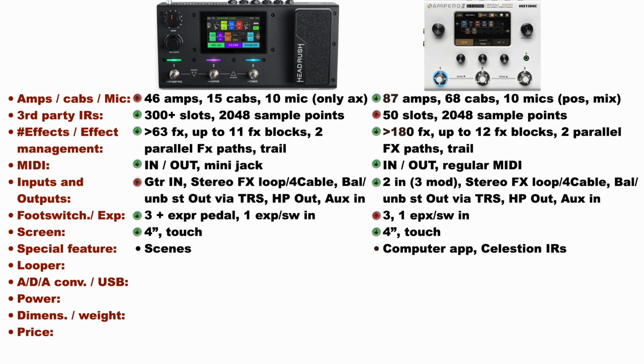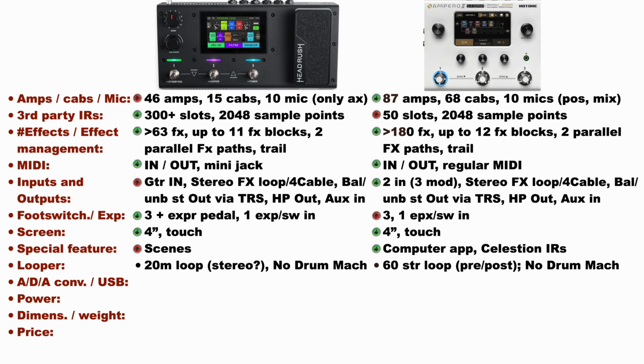Furthermore, the Stomp also has a pretty consistent collection of selected IRs, whereas the MX5 offers you the possibility to switch presets seamlessly without gap, thanks to the scenes management. So here it depends on your use cases, but for me the computer app is a must-have. The MX5 offers longer loopers.